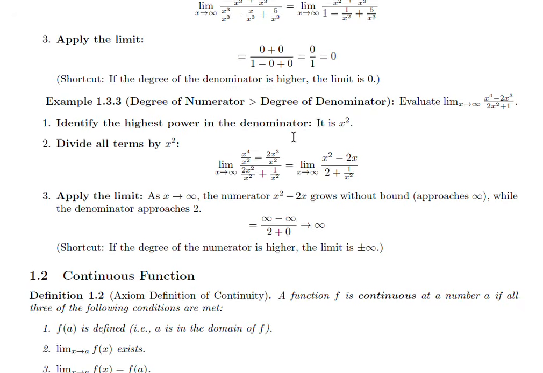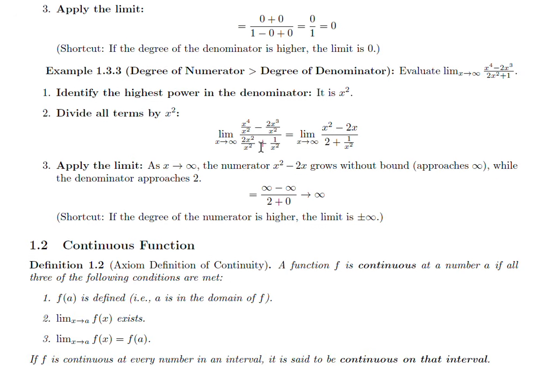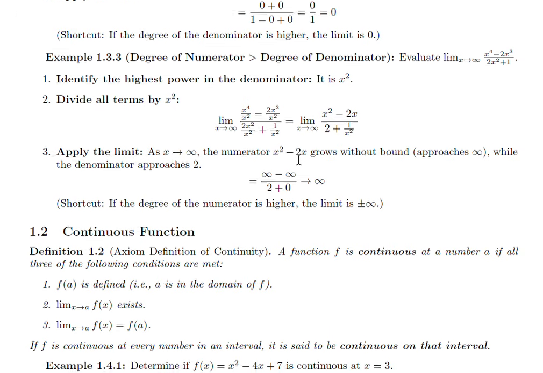I have one other example. In this case, the power in the numerator is higher than the power in the denominator. We have x raised to power 4 in the numerator, x squared in the denominator. Let's see how it goes. For the denominator, which is what we are concerned with, the highest power is x squared. We'll divide through. Our new function becomes x squared minus 2x over 2 plus 1 over x squared.